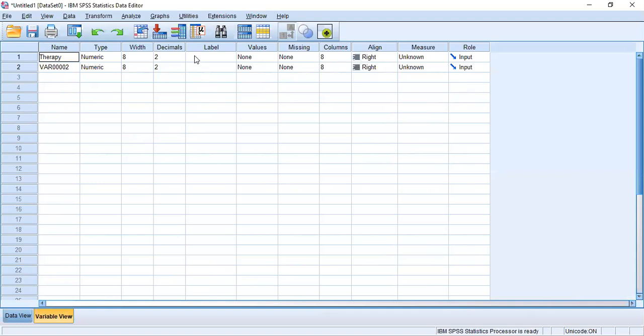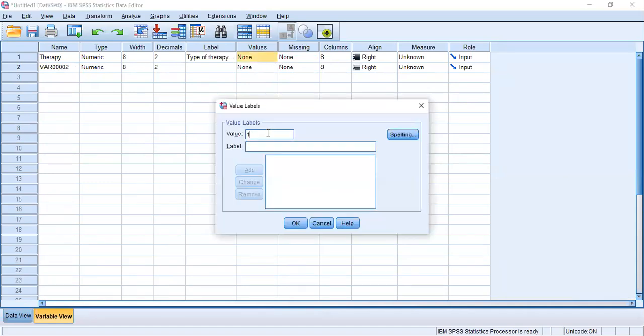So I'm just saying the type of treatment of depression. This is the name of the variable, and I'm giving values. So I'm saying 1, and before I do that, let me see which is what.